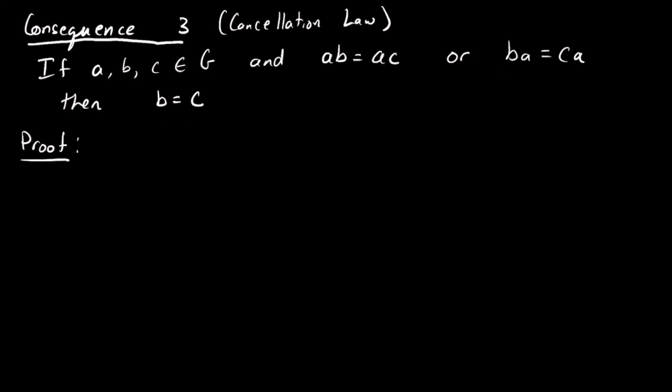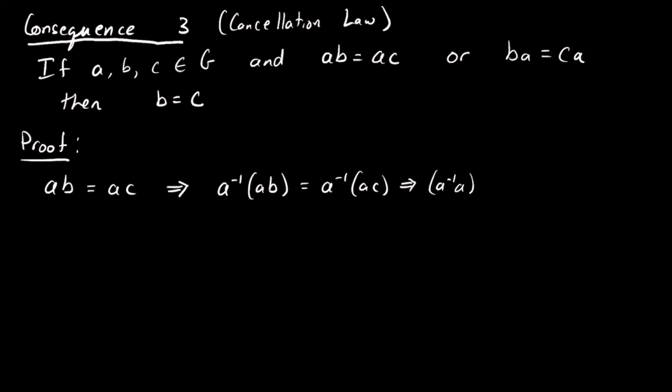So how does the proof of this go? Well, let's think about this. If I have AB is equal to AC, well, if I multiply by A inverse on both sides, I'll get A inverse times AB is equal to A inverse times AC. And now I could use associativity to slide those parentheses over. So this is going to be A inverse A times B is equal to A inverse A times C.